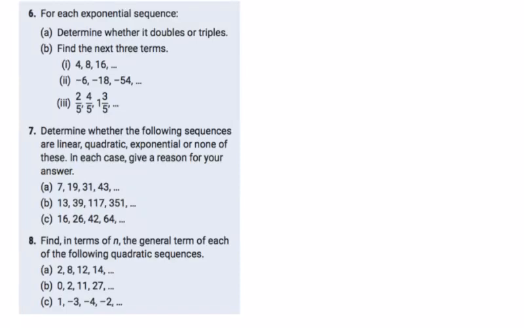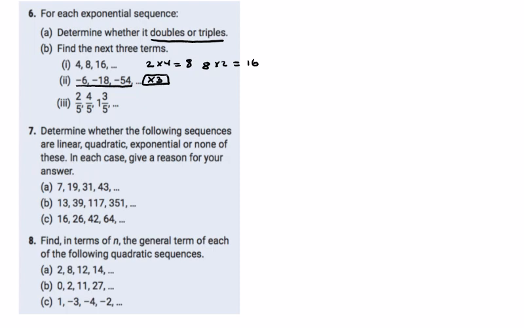In question six, you're asked for each exponential sequence, just determine whether it doubles or triples. So what's happening here? 4, 8, 16. 2 by 4 is 8, and 8 by 2 is 16. So you're seeing that it doubles. This one here, it triples. You can see it's times 3 each time.